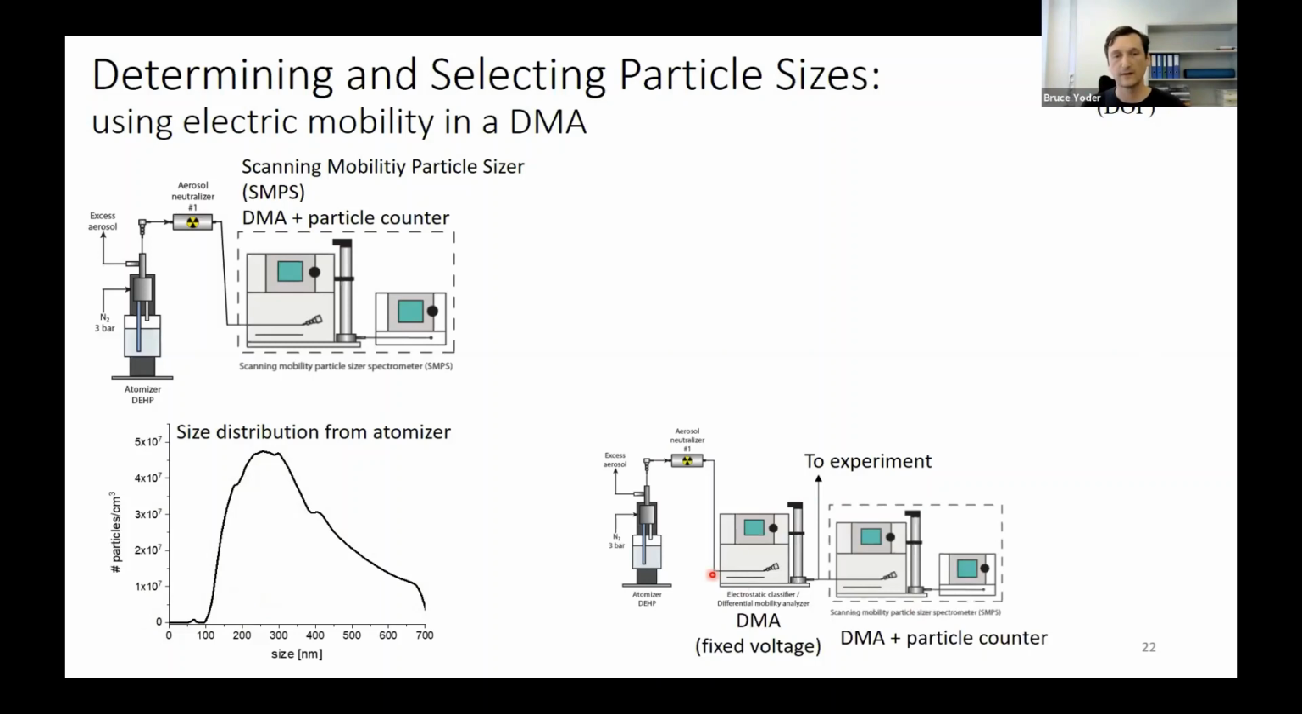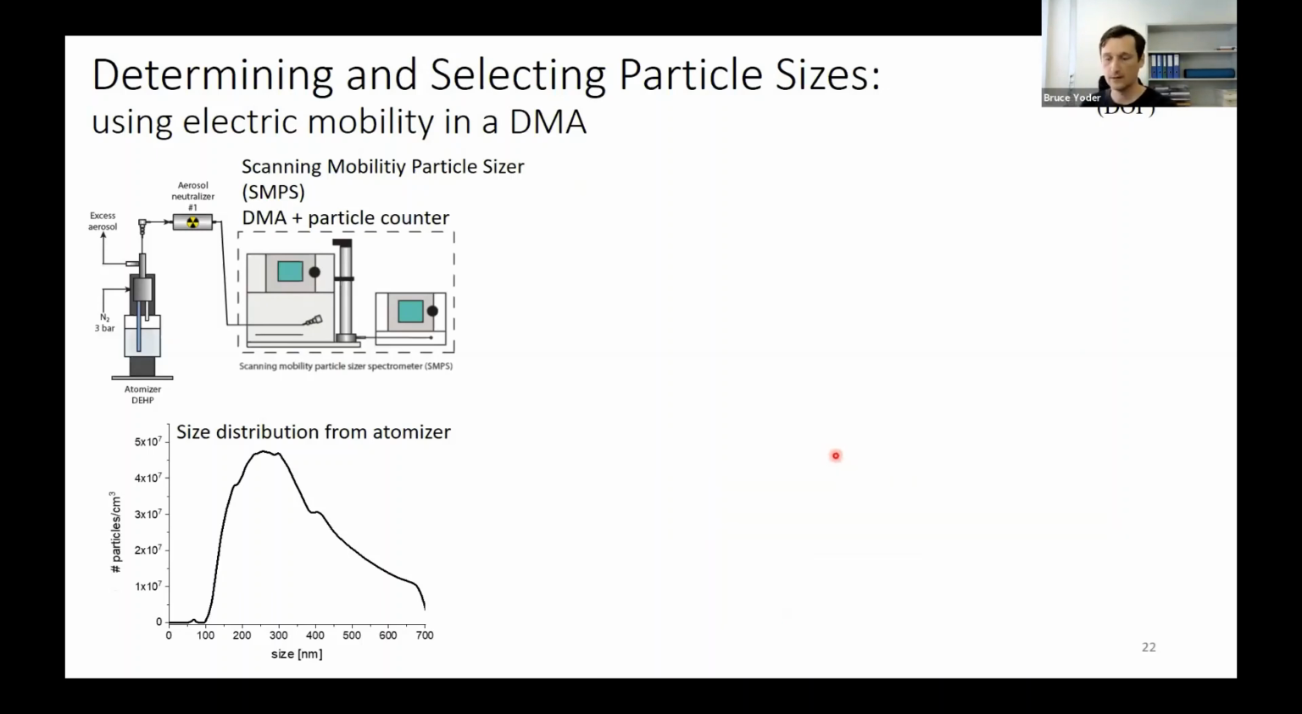We can fix a DMA voltage to produce a voltage to only allow 200 nanometer particles to transmit. To check if that works, we can pass the output to an SMPS, just like we did here, and measure, again, particle concentration as a function of size, and split the flow to go to your experiment.